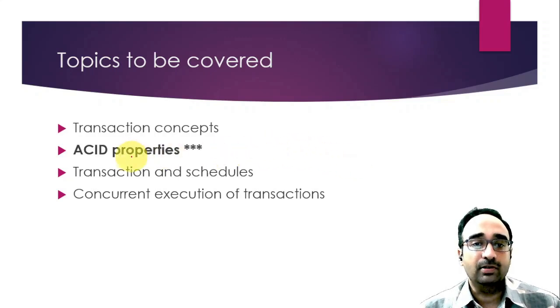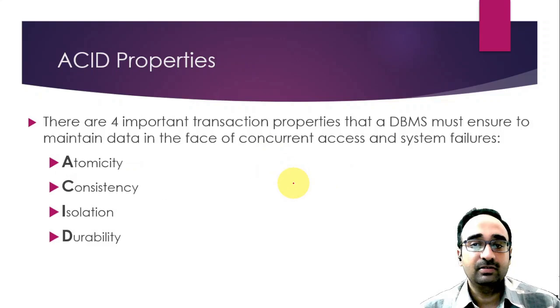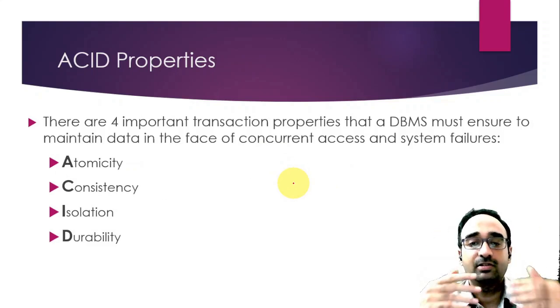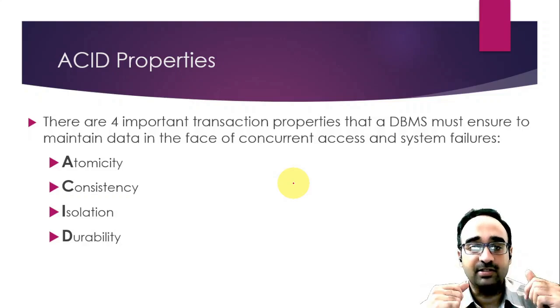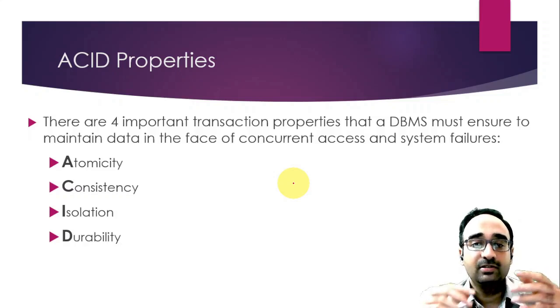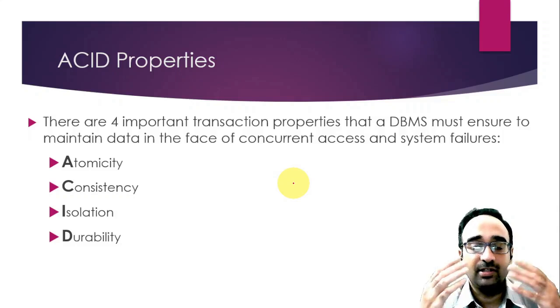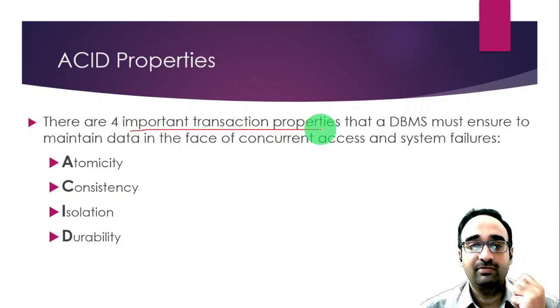So in this video we are going to discuss one of the very important topics in DBMS, which is ACID properties. Now we know that multiple transactions can execute concurrently or simultaneously. I told you there is this thing called interleaving of actions in transactions. So whenever the transactions are executing concurrently, the DBMS should ensure 4 properties of transaction.